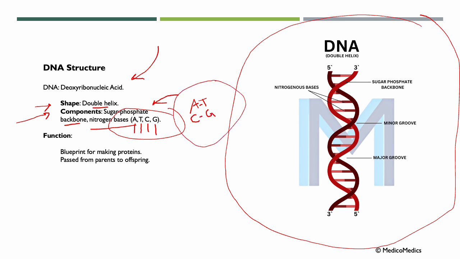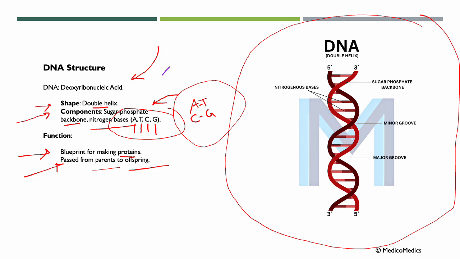And this is what tells your body how to work: the arrangement order. So the function of DNA is it's a blueprint for making proteins. And it's passed from parents to offspring.